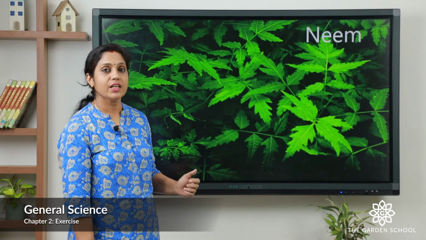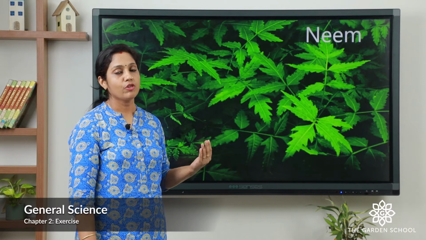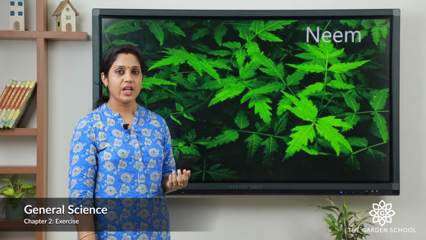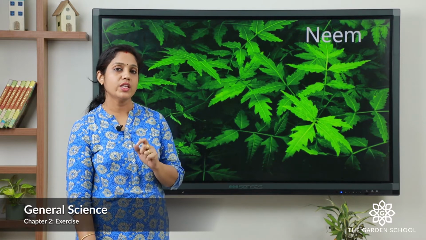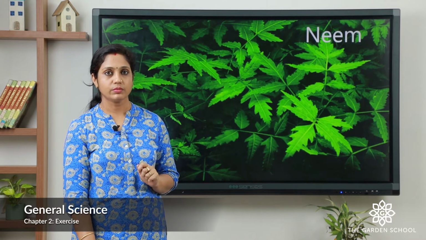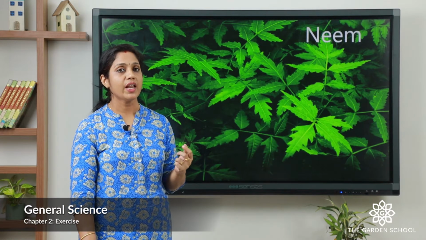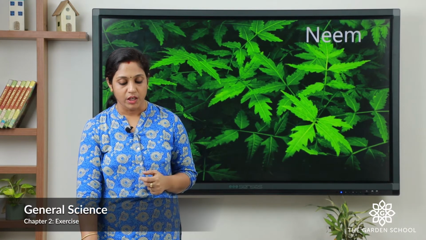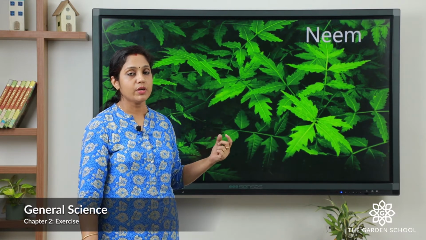Here you can see these are the neem leaves. This neem is used for many purposes. In olden days, when there was no toothbrush or toothpaste, people used the twigs of neem for brushing teeth. It is also used as medicine. Neem leaves are an antiseptic. Neem fruit is eaten by many birds and the seed of neem is used for making oil. So there are many uses of neem.